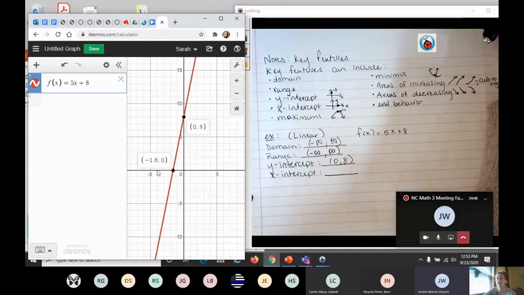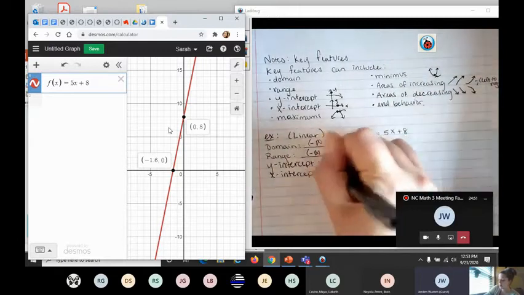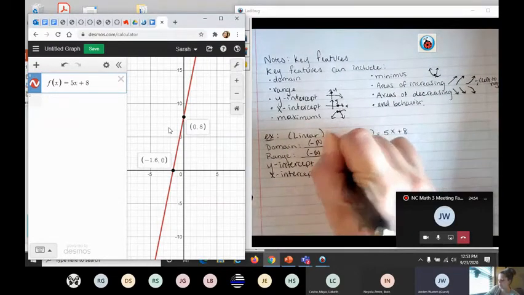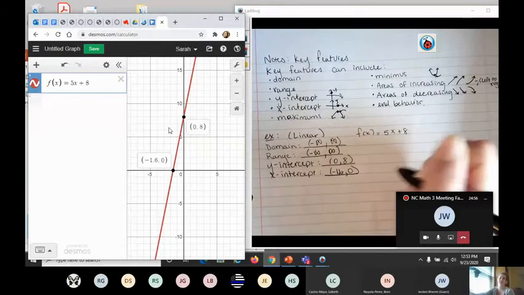On Desmos, what does it tell us the x-intercept is? 1.6 and 0. Negative 1.6. Negative 1.6 and 0. Comma 0. Very good. Thank you very much, Jordan.